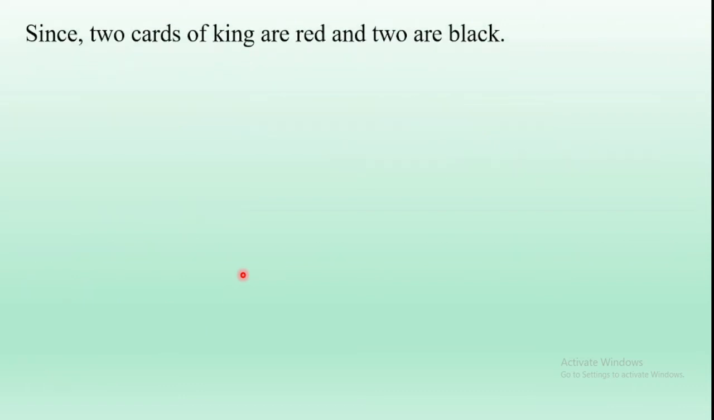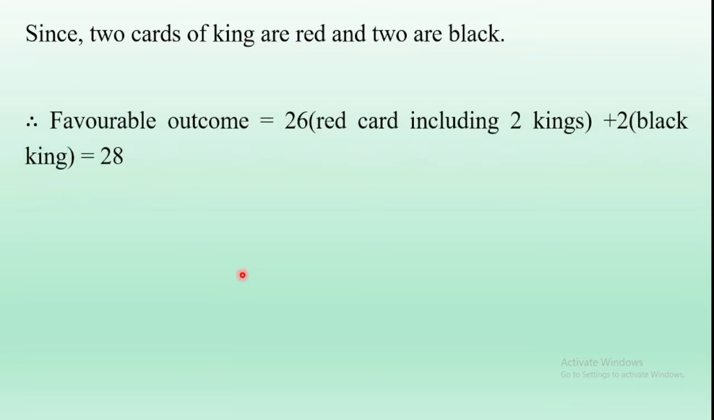Since two of the king cards are red and two are black, out of four king cards, two are the red king cards and the remaining two are the black king cards. So therefore, the favorable outcomes are the 26 red cards, and in these 26 red cards, two red kings are included.